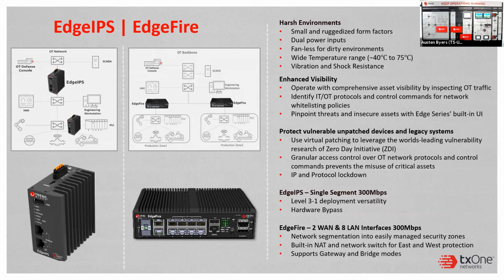Now the EdgeFire is more for level 3 or level 2 of the network. You can have it doing the segregation between IT and OT, or if you want to deploy it lower in the environment, you can use it to do further micro-segmentation and separate the environment into different VLANs. It does have some more routing capabilities like a typical firewall would have, so you can set up some NAT rules or, again, do some further network segregation.